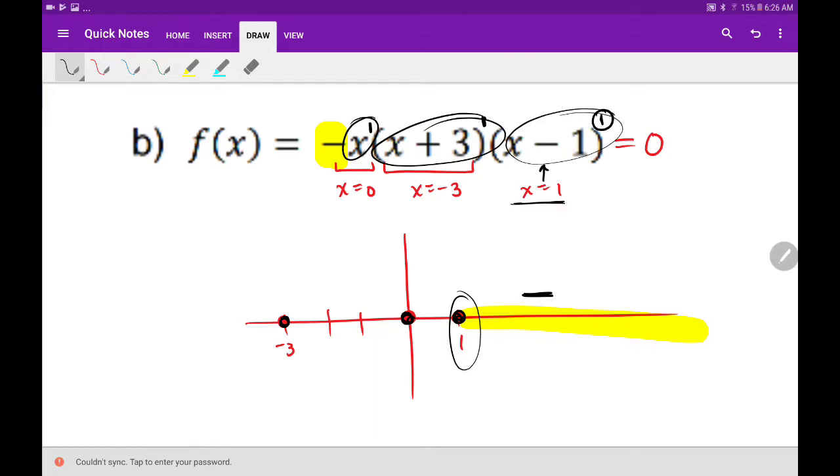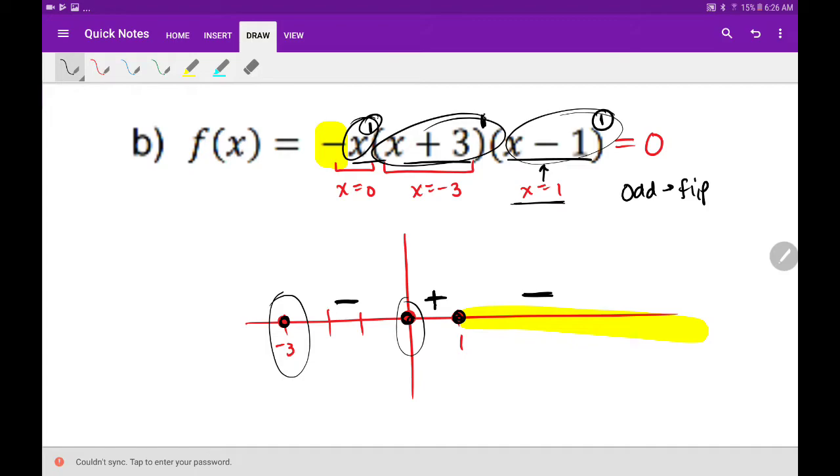Well, if they're all 1, they're all odd, that means that at each of these points we're going to flip the sign, right? Odd means flip. So without doing too much thinking, as I move across this x-axis backwards, I can just flip, flip, flip. So if I'm negative to start, then I'm going to become positive. And then at x equals 0, my exponent is 1 again. So it's odd, that means flip. At x equals negative 3, my exponent is odd again. So that means flip again, I become positive.